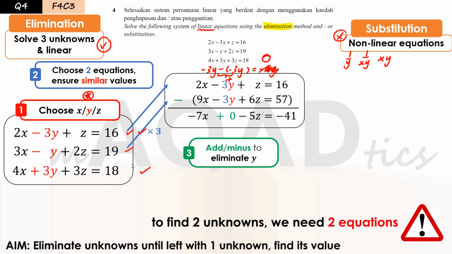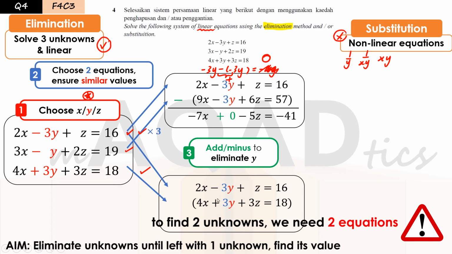Why I didn't choose the second one is because if you look at the value of y, it's the same. If we ignore the signs, negative and positive, the value of y is actually the same, which is 3. If that's the case, then we don't need to multiply anything. We can save our work. So we can just take these two equations out, and then we are going to do step 3 to either add or minus to eliminate the y.